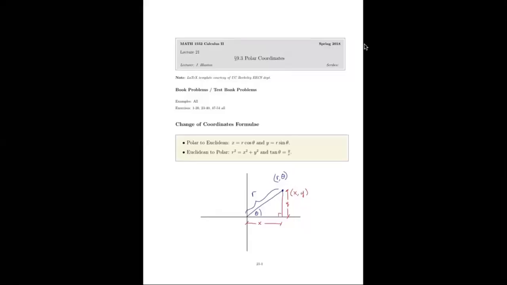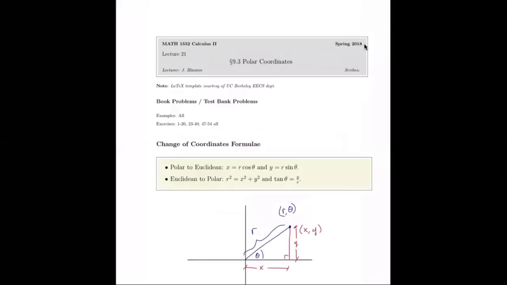Section 9.3 is polar coordinates, and this is essentially a review section from what you might have done in trigonometry prior to this class. We'll graph polar equations and polar curves, and we'll convert polar equations to Cartesian equations, plot polar points to start with. Ultimately, we're just reminding ourselves how to work between polar and Euclidean coordinates.